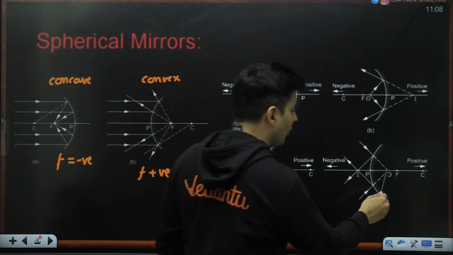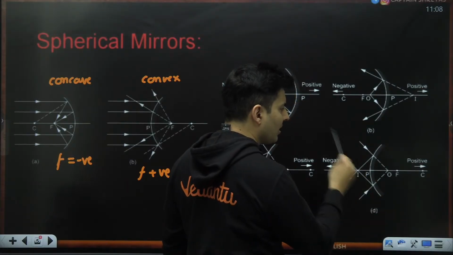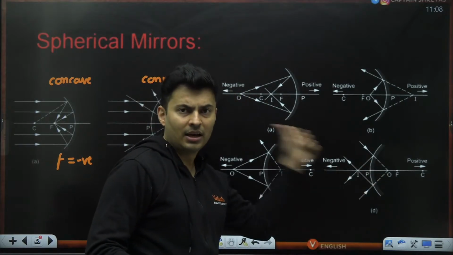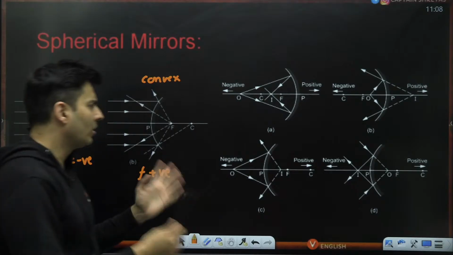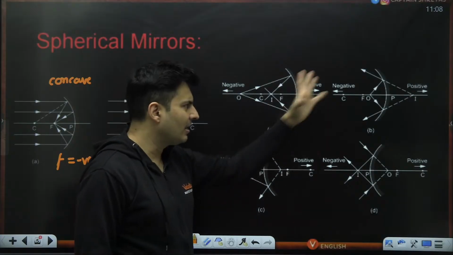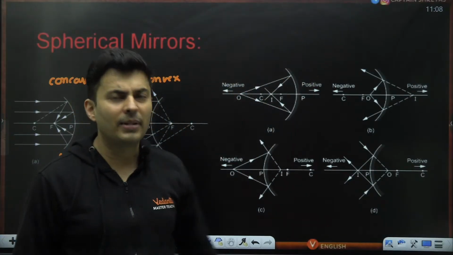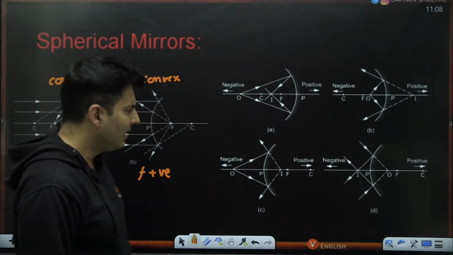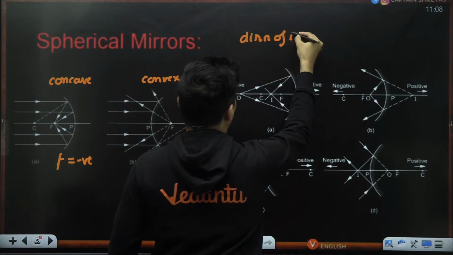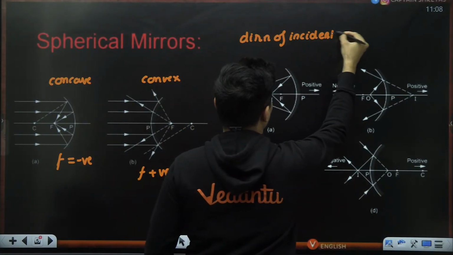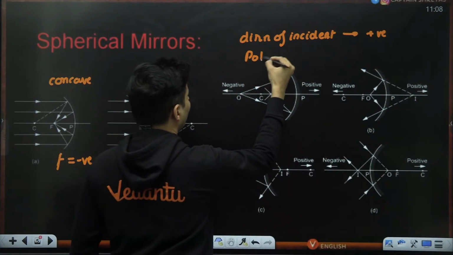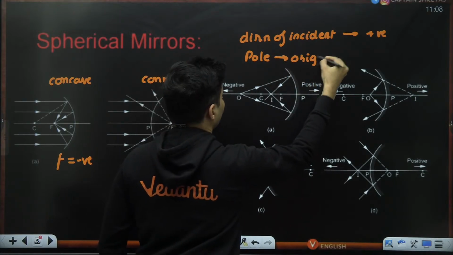Like you can see over here, the object is here. If the rays were coming from the other side, automatically things will change. But usually you will see most of the times right side is positive, left side is negative. That's how we usually end up placing the mirrors or the lenses. Okay, the direction of the incident ray always points towards the positive side, and always the pole is taken as the origin.